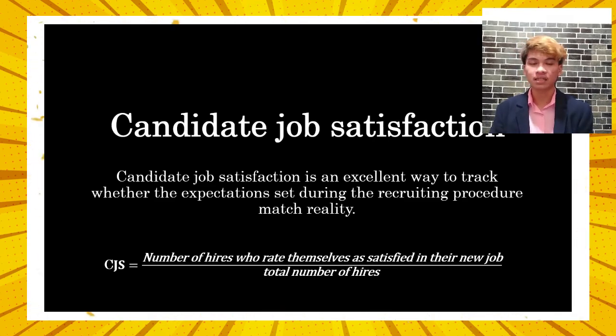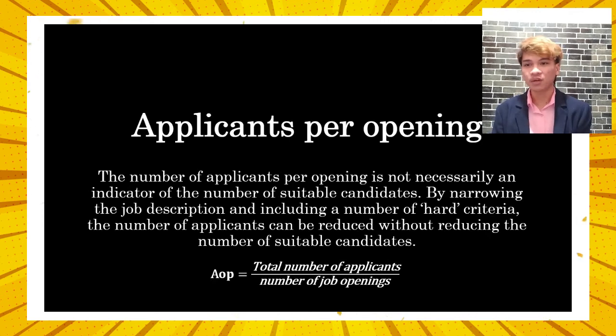Next one is the applicants per opening. A large number of applicants could indicate a high demand for jobs in that particular area, or a job description that is too broad. The number of applicants per opening is not necessarily an indicator of the number of suitable candidates. By narrowing the job description and including a number of hard criteria, the number of applicants can be reduced without reducing the number of suitable candidates. To calculate this, you need the total number of applicants divided by the number of job openings.